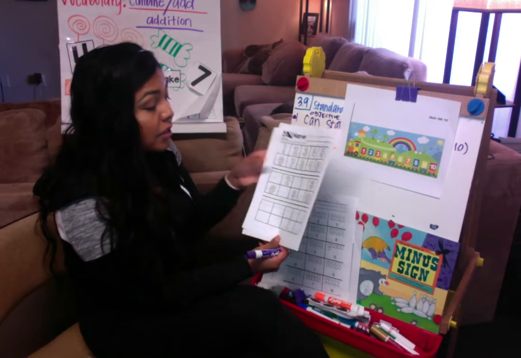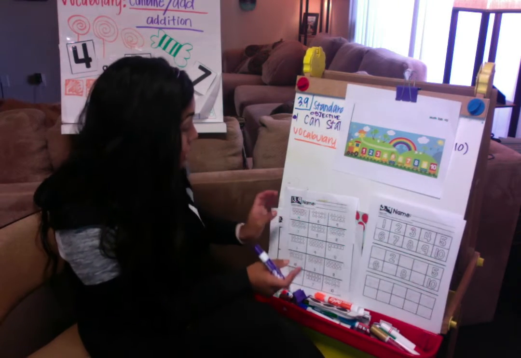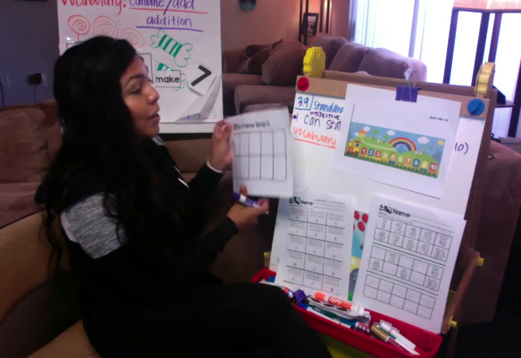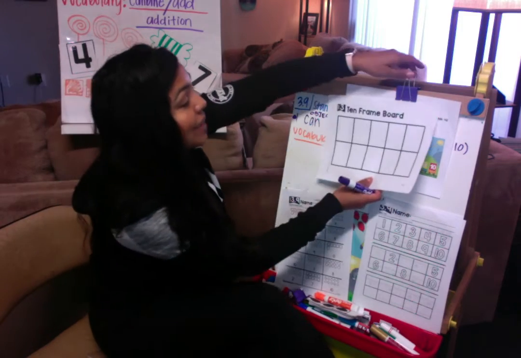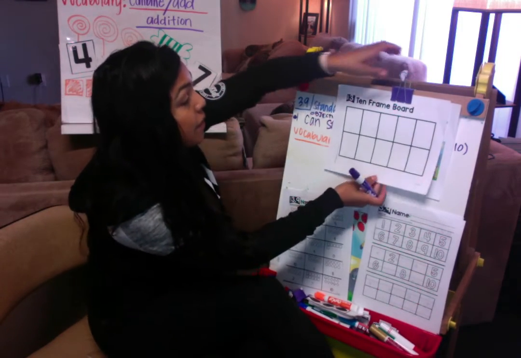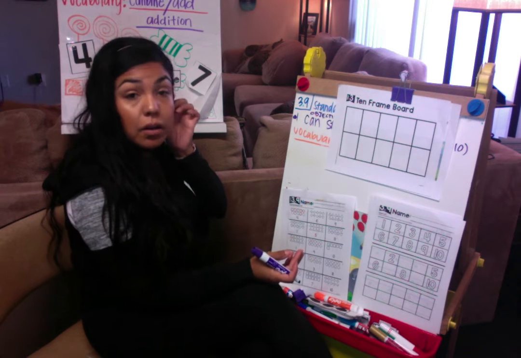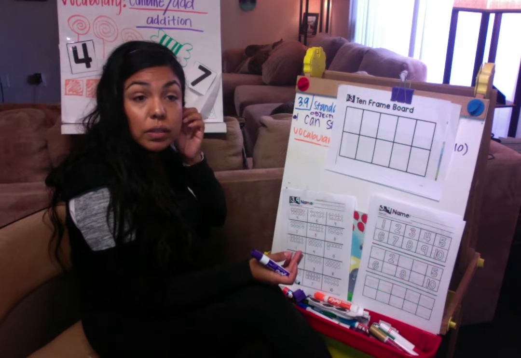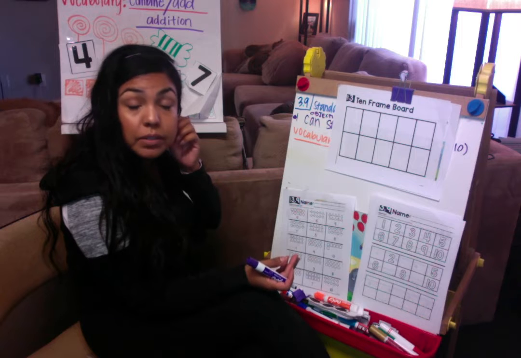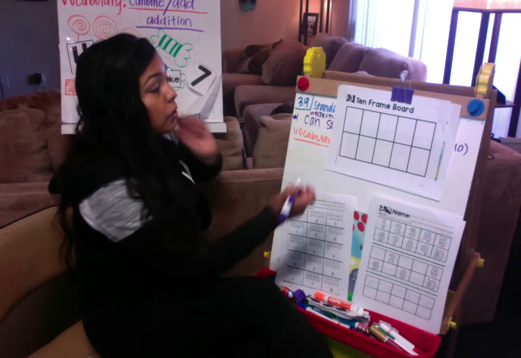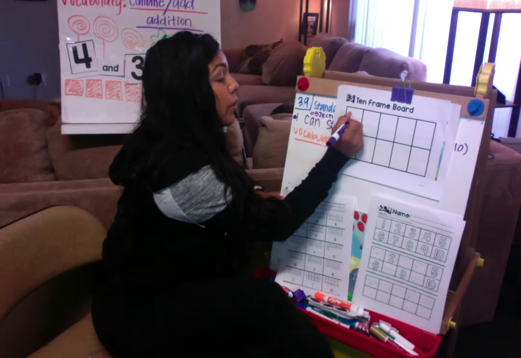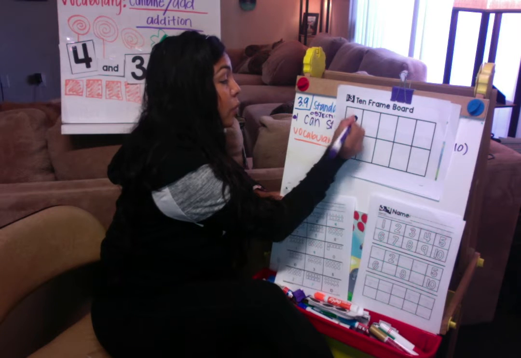In order. To help you guys with your 10 frames, I have given you a blank 10 frame. The blank 10 frame has nothing on it. So what I want you guys to do is practice by using your 10 frame. So how can we do that? All right, so let's do 1 in the first one. So here we go, in order. 1, what would the next one look like?